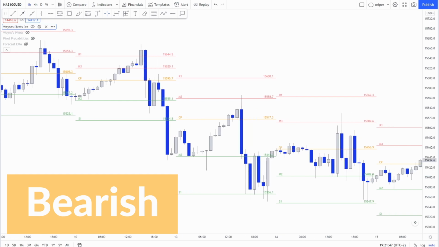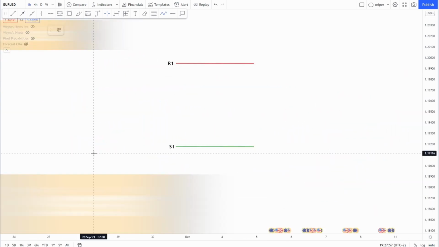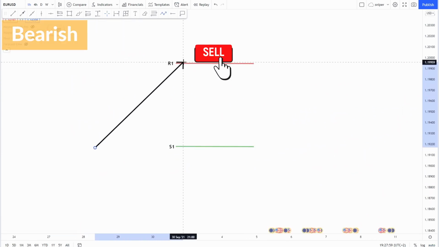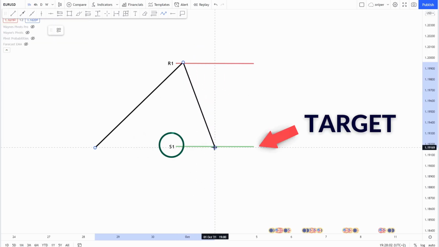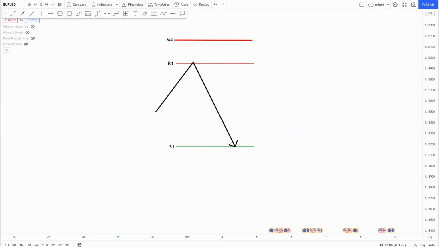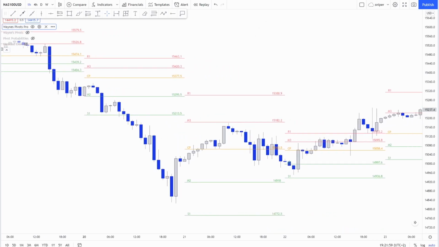If you are generally a seller of this asset and you end up in a range, you should be selling R1 and targeting S1. You should have your stop loss at M4. So let's head over to the charts.